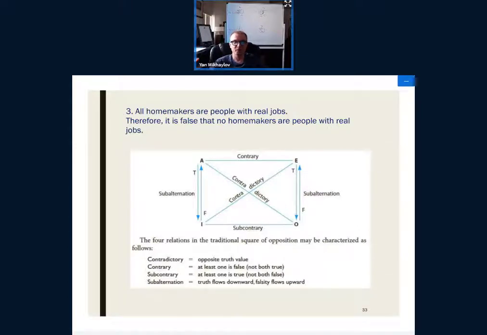So let's see if you can get this one. Why the question mark? Well, I'm gonna consider it an answer, and it is the correct answer. So good job. But why would you put a question mark there? Anyway, yes, it is valid. You're going from A, all homemakers are people with real jobs, to E, no homemakers are people with real jobs, and well, the rule is they cannot both be true, but A is already true.